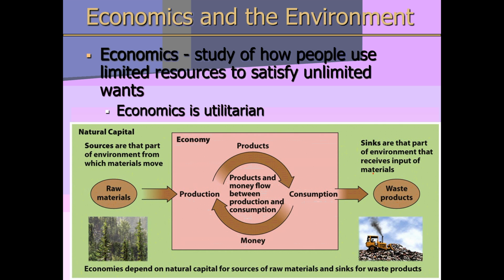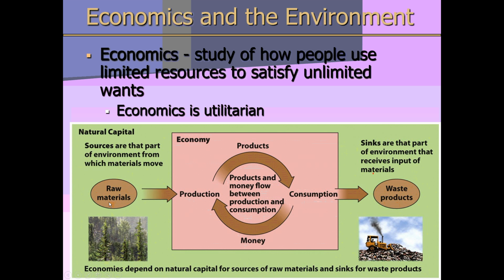You need to know your sources and sinks. So if you look at this diagram, we have our natural capital on the left. Use my pointer. It says sources are the part of the environment from which materials move. And there we have raw materials. So sources are places where we get materials from. In this example, it'd be like a forest or trees. So we're going to use lumber.